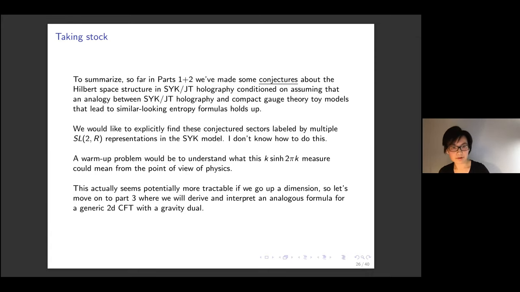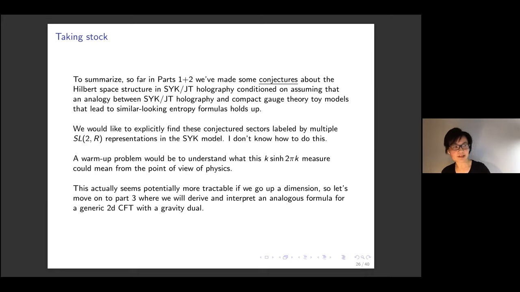A warm-up problem would be for us to understand what this K sinh 2πK measure might mean from the point of view of physics. What I mean by this is that so far I showed explicitly that the Bekenstein-Hawking entropy in JT gravity can be mapped to this measure. And I think this puts a new mathematical perspective on the Bekenstein-Hawking entropy, but I don't know how to write down a physically well-motivated system where, by tracing over some subsystem and taking the von Neumann entropy, we would get back exactly this K sinh 2πK.